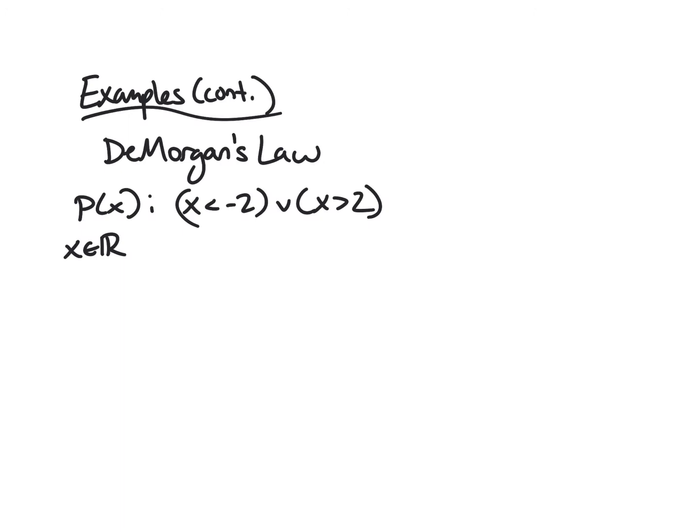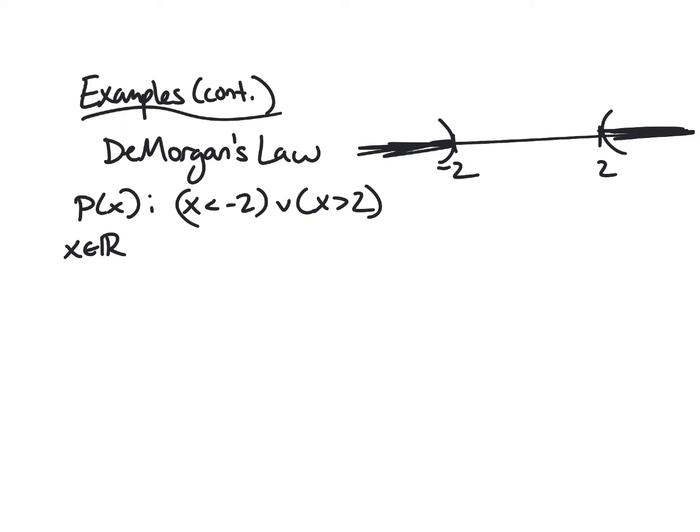So let's do one more quick example just to, again, re-emphasize De Morgan's law. So here my predicate is x is less than -2 or x is greater than 2, where x is a real number. So one way you could think about this is it's going to be true specifically for the numbers in these intervals, right? So the thickened part here, but not including -2 or 2.